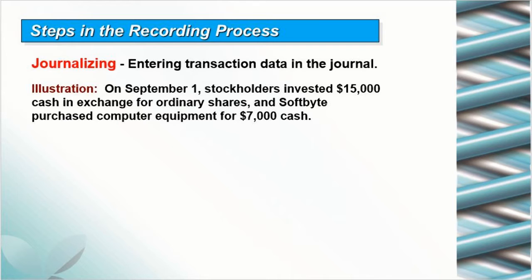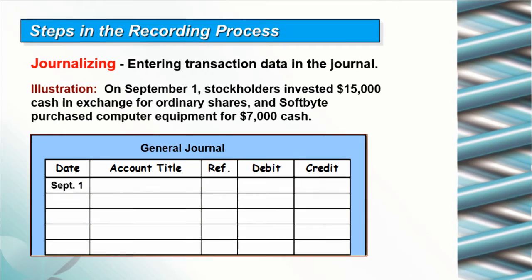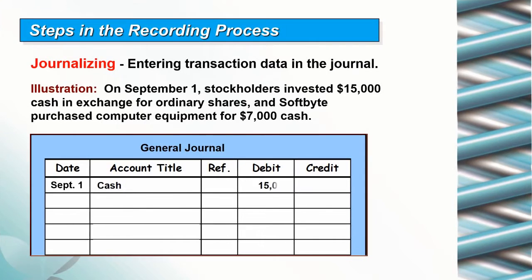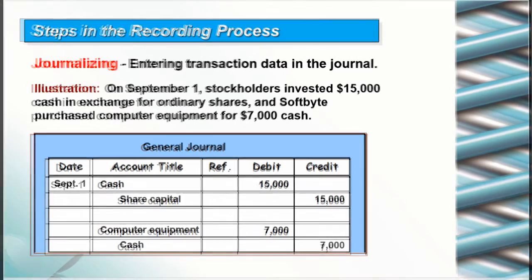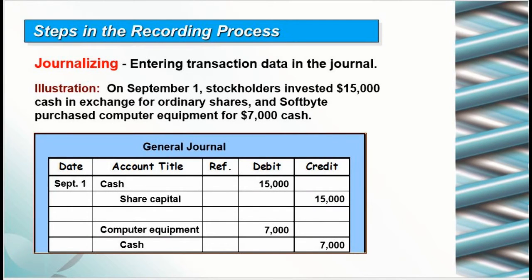Let's see an example. The illustration shows the technique of journalizing using the first two transactions of a company. On September 1, shareholders invested $15,000 cash in the corporation in exchange for ordinary shares. And the company purchased computer equipment for $7,000 cash. The number G1 indicates that the company recorded these two entries on the first page of the General Journal.